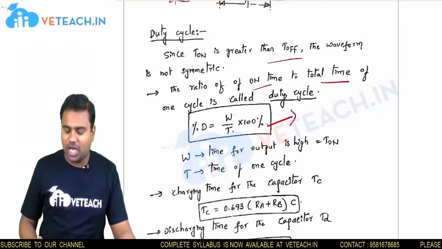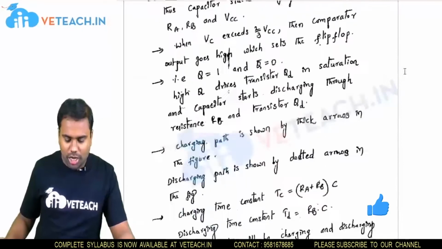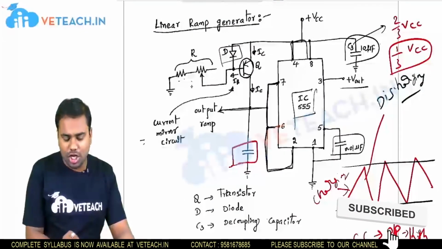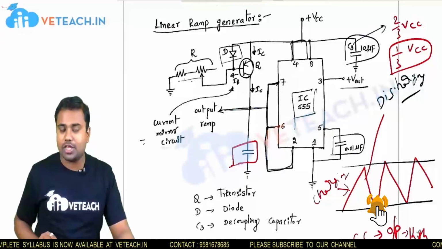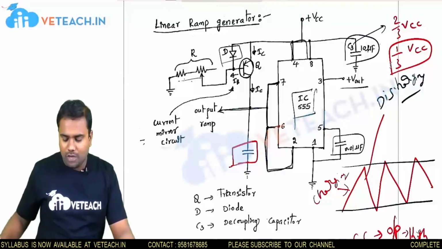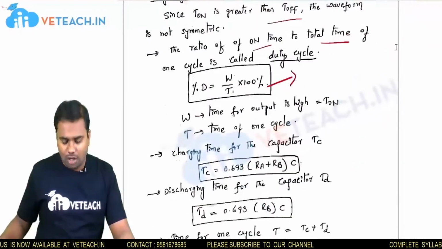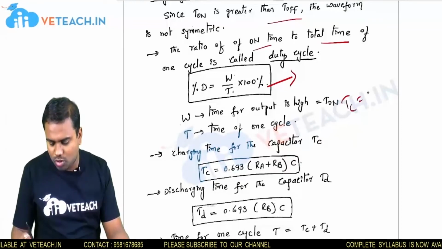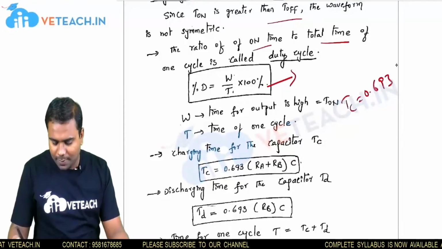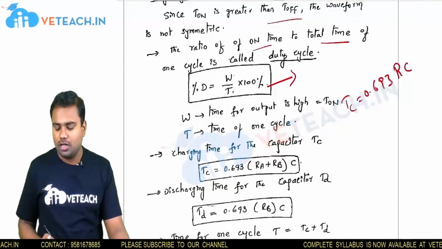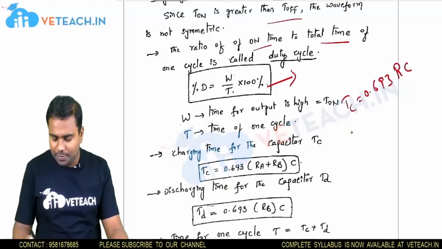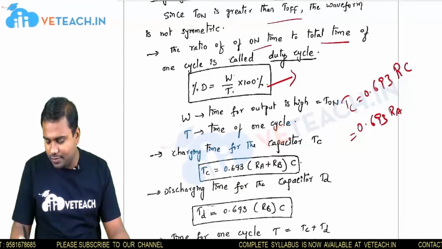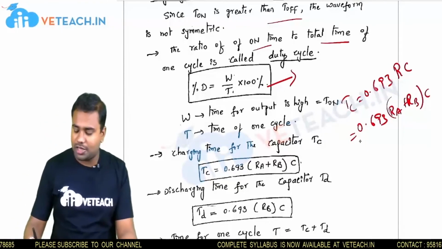So the charging time of the capacitor will be here in the diagram. Here in the diagram, I am connecting two variable resistors. I can say these two are RA and RB. If you are going to find out the charging time, we already have the formula that TC equals 0.693 multiplied by R into C. So this is equal to 0.693 multiplied by (RA plus RB) multiplied by C. Like this we can say the charging time.